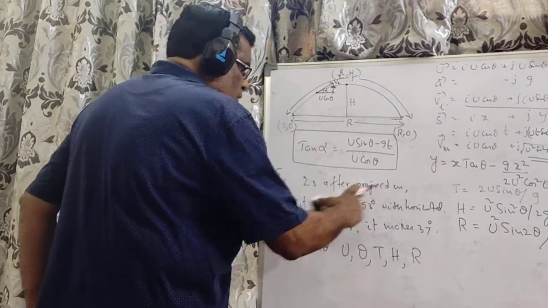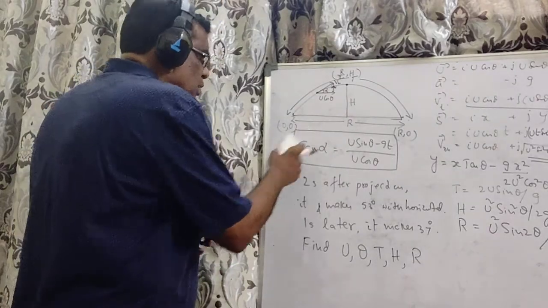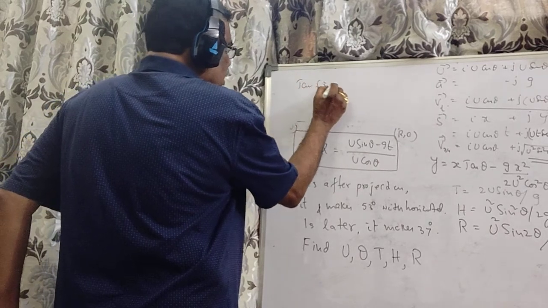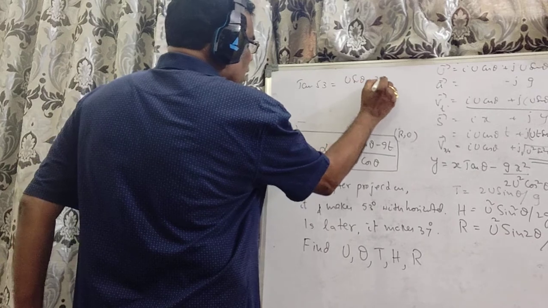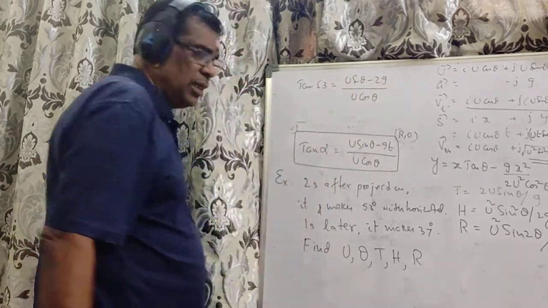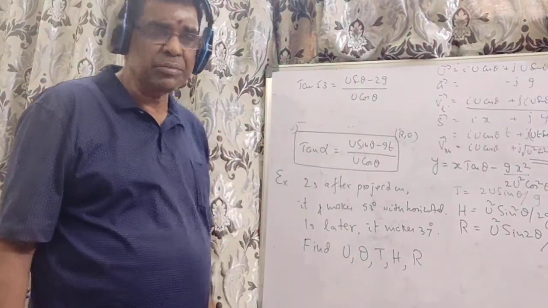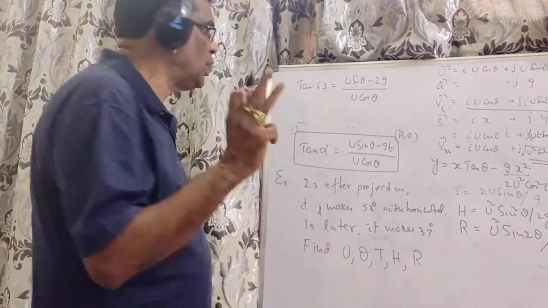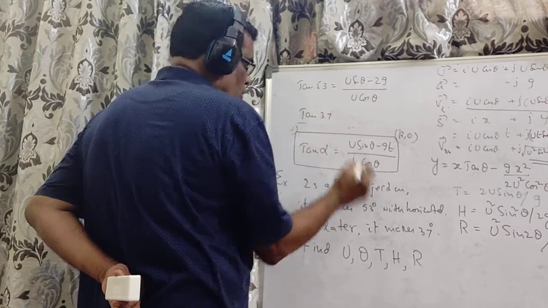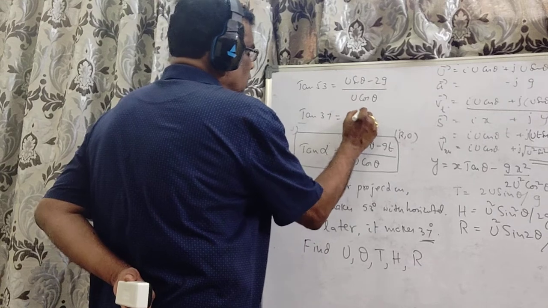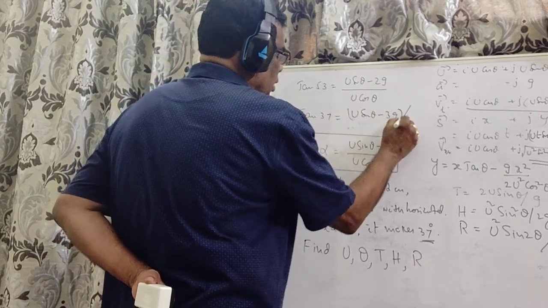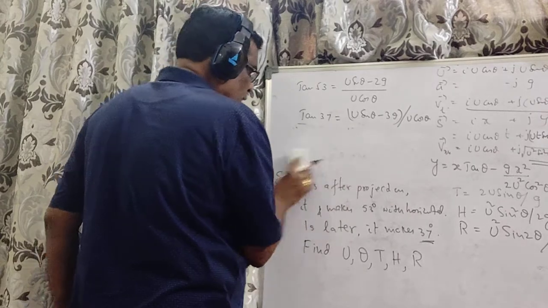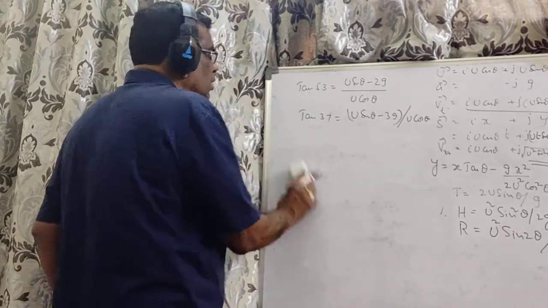For example, 2 seconds after projection, it makes 53 degrees. That means, first thing I would take is tan 53 is equal to u sin theta minus 2g by u cos theta. You understood, now t is equal to 2 there. Now he said 1 second later. So what is the total time? Initially 2 plus 1 later means total 3. Therefore, at what angle does it make now? 37. So this will be u sin theta minus 3g by u cos theta. I am now erasing this part. You got it now? I have substituted. Nothing else is given except these two.